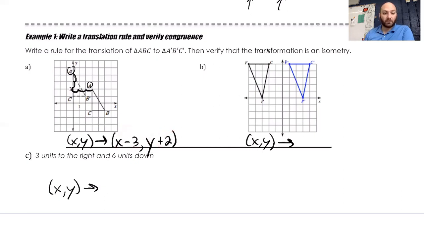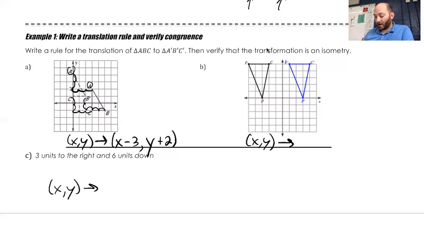That's what's happening. Okay? Now to confirm that, I'm going to look at all the other ones. Do C and C prime do the same thing, and B prime? So C goes 1, 2, 3 to the left, 2 up. B goes 1, 2, 3 to the left, 2 up. So we're good.